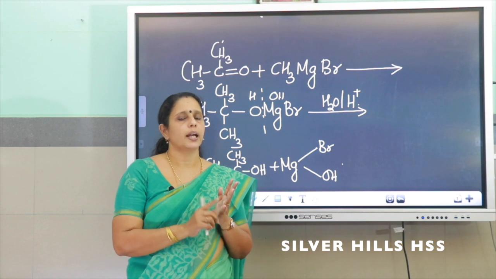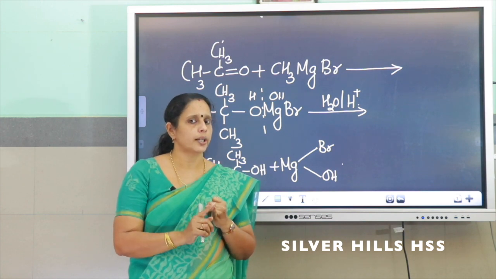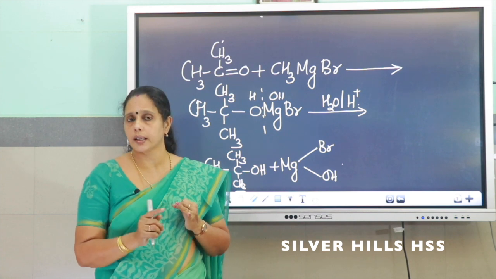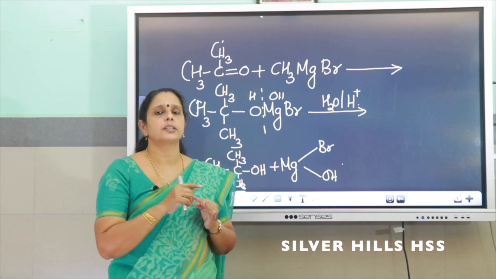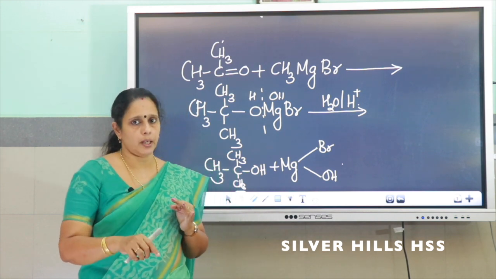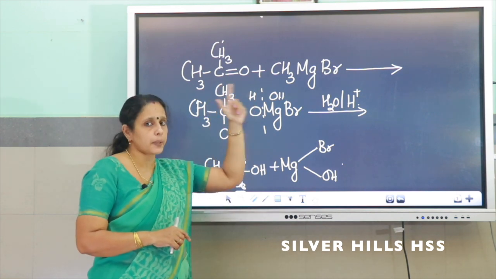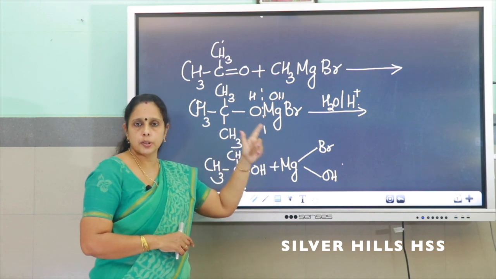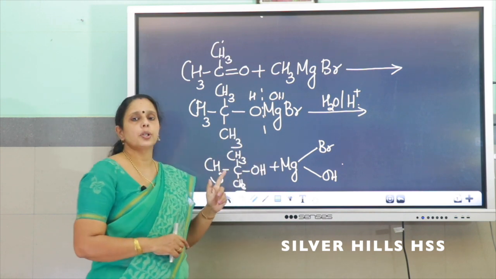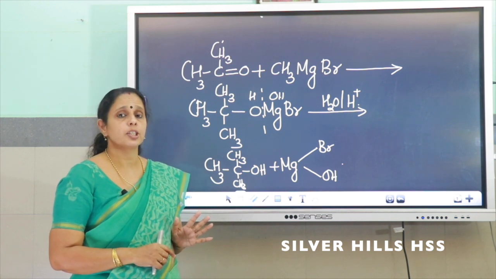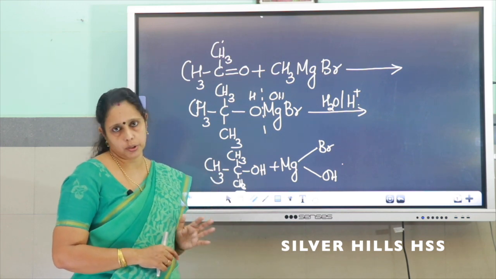By reduction, an aldehyde produces primary alcohol, ketone produces secondary alcohol, carboxylic acid on reduction produces a primary alcohol. Using Grignard reagent, methanal produces primary, other aldehydes produce secondary, ketones produce tertiary alcohol. These are the methods of preparation of alcohols.